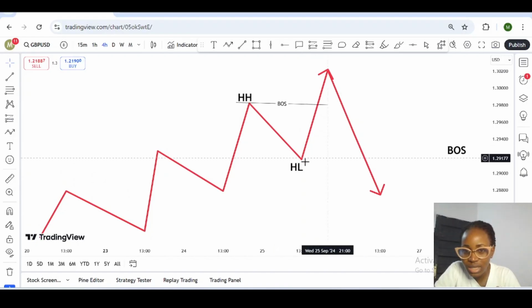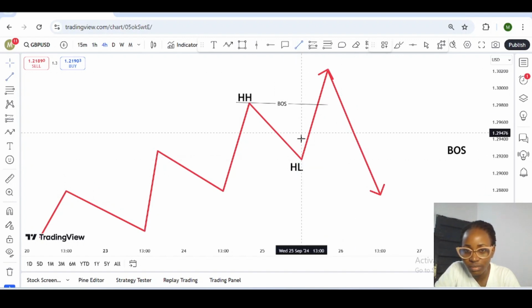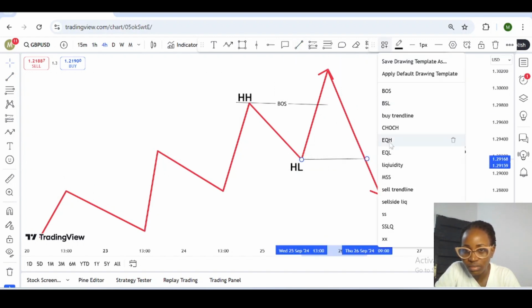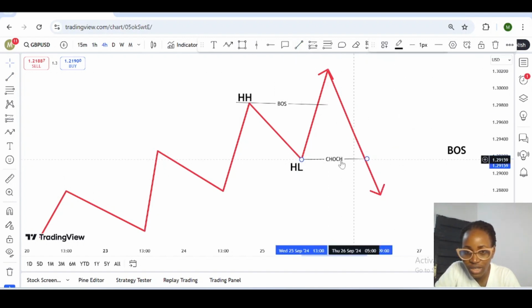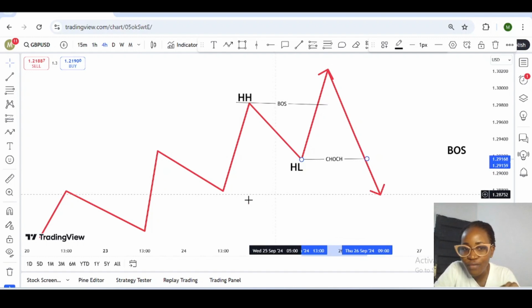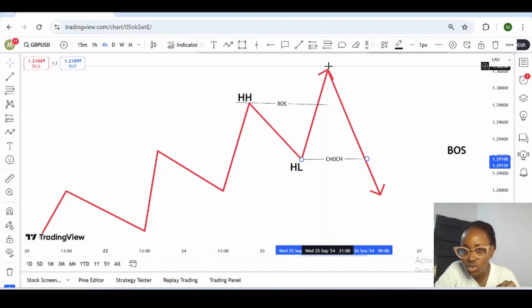So now that price has broken this higher low here, we are going to identify this point as our change of character. So this is our change of character. This change of character signals that price has shifted from an uptrend to a downtrend. This change of character here is the beginning of a new structure in the market.